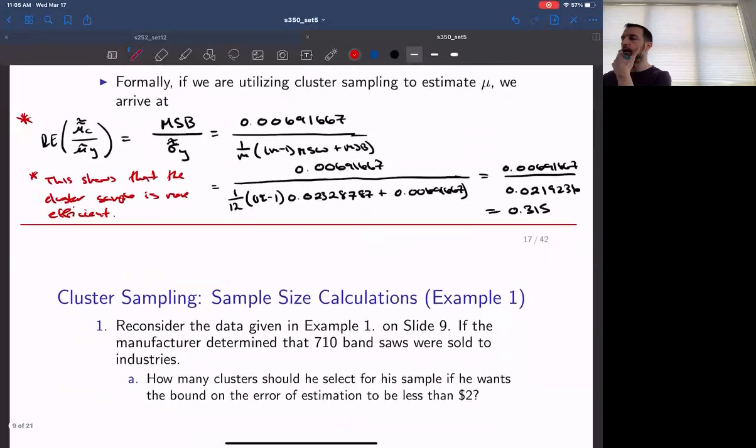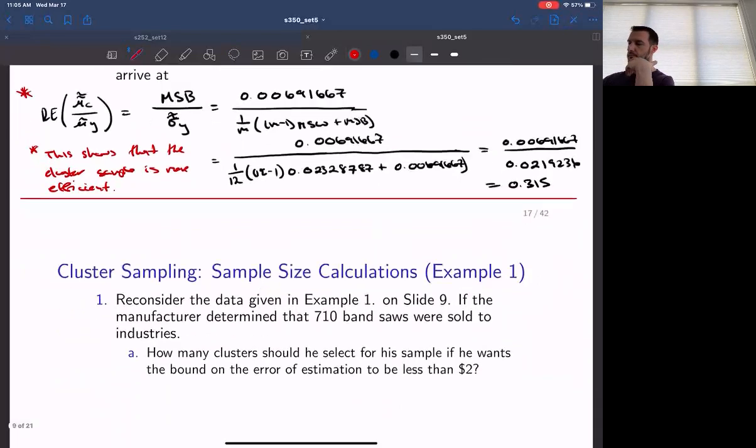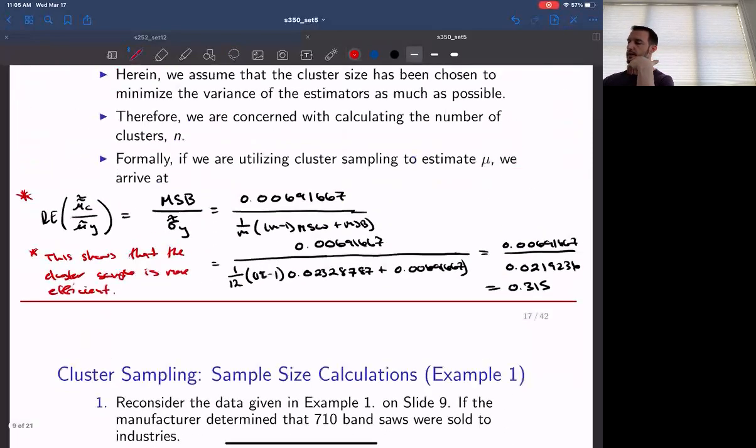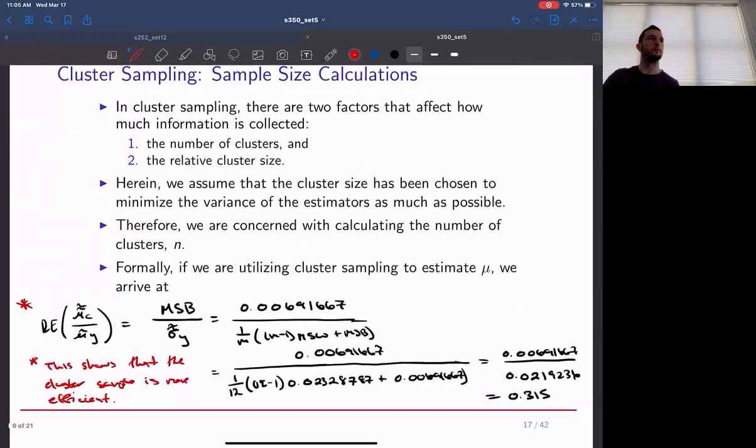All right, so with the remaining time, we'll just talk a little bit about sample size calculation. We're now on slide 17. In cluster sampling, there are 2 factors that affect how much information is collected: the number of clusters and the relative cluster size. We're going to assume cluster size has been chosen to minimize the variance of the estimators as much as possible. Therefore, we're concerned with calculating the number of clusters, little n. So we're going to focus on the calculation of the number of clusters to be sampled.